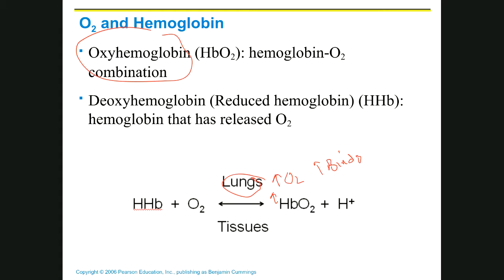But in the tissues have less oxygen. And so what happens is the oxygen is released. It comes off of the hemoglobin. And so there's more free oxygen. And that's the oxygen the cells are going to use.